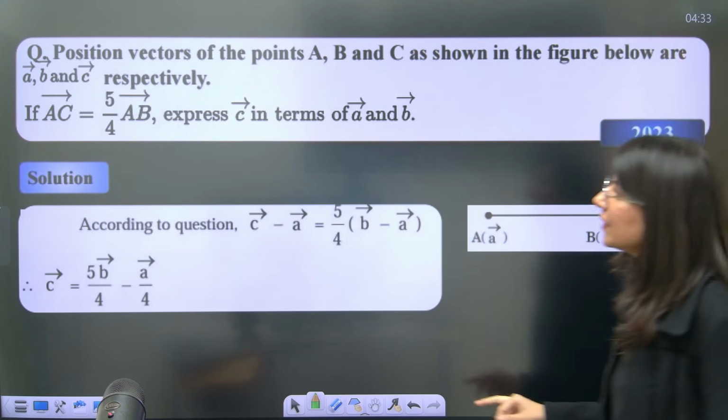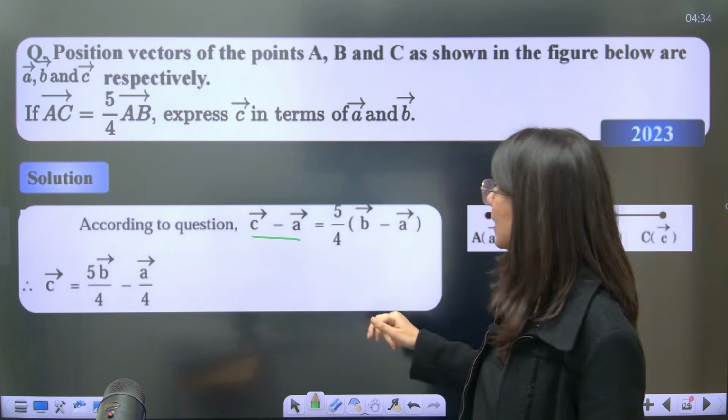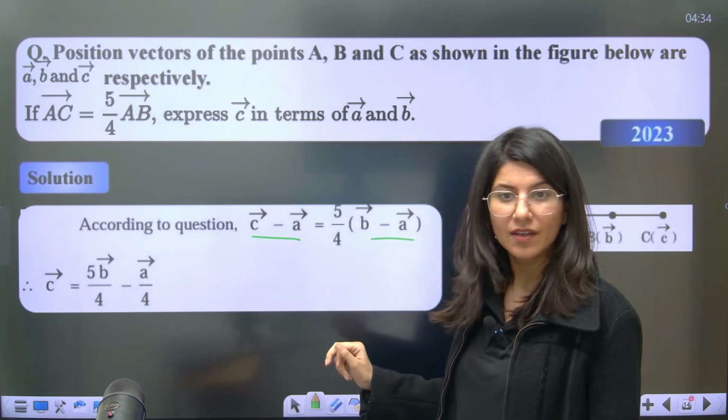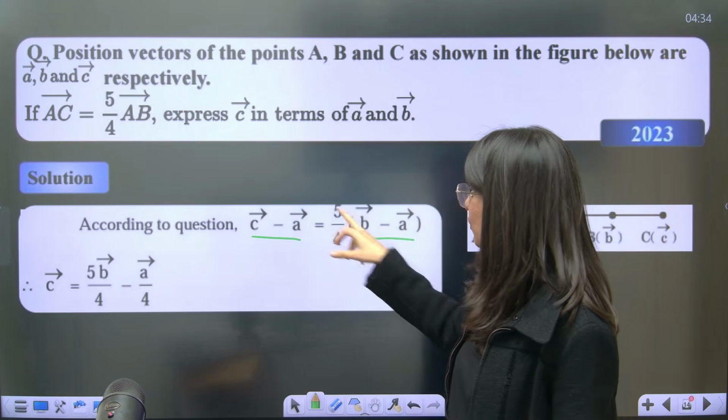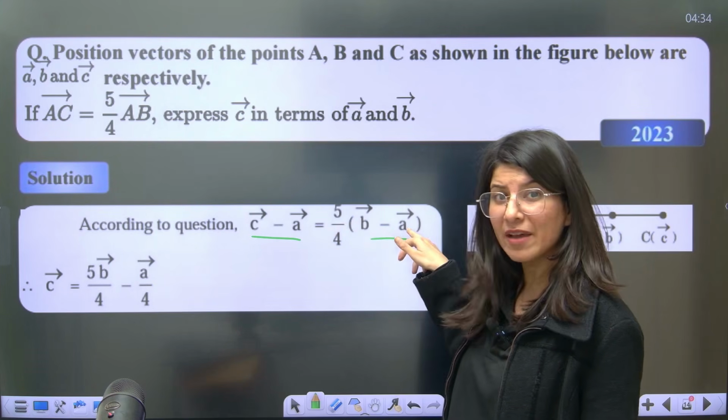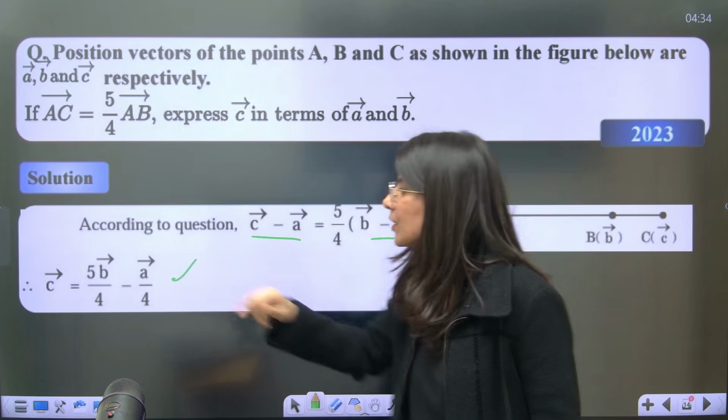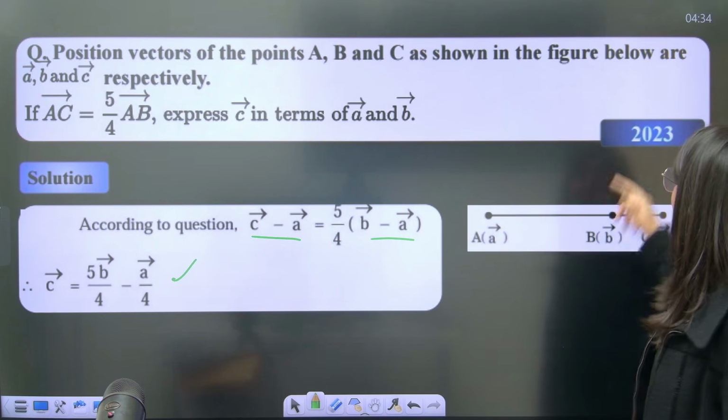This is how you do it. AC is C minus A, and AB is B minus A. Now you want the C vector, so plus A. If you do 5 by 4 B minus 5 by 4 A plus A, it is going to give you this. So this is your final answer.